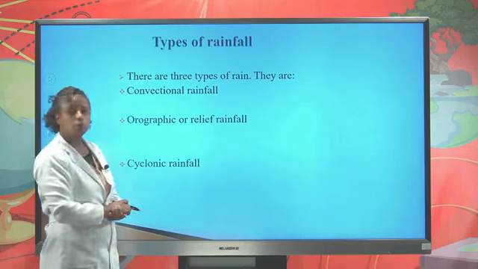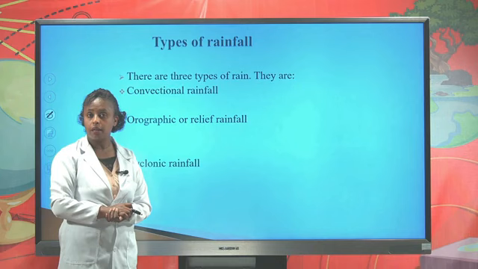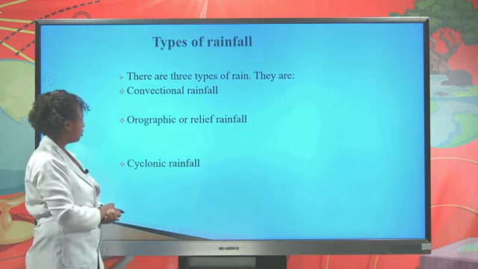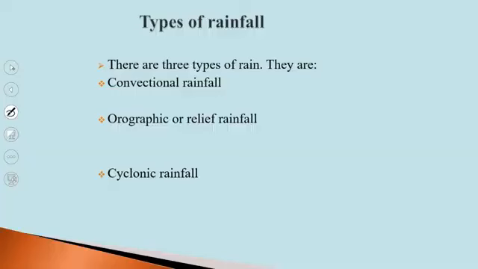Let us proceed to types of rainfall. There are three types of rainfall. They are convectional rainfall, orographic rainfall, and cyclonic or frontal rainfall. Let us see each of them.